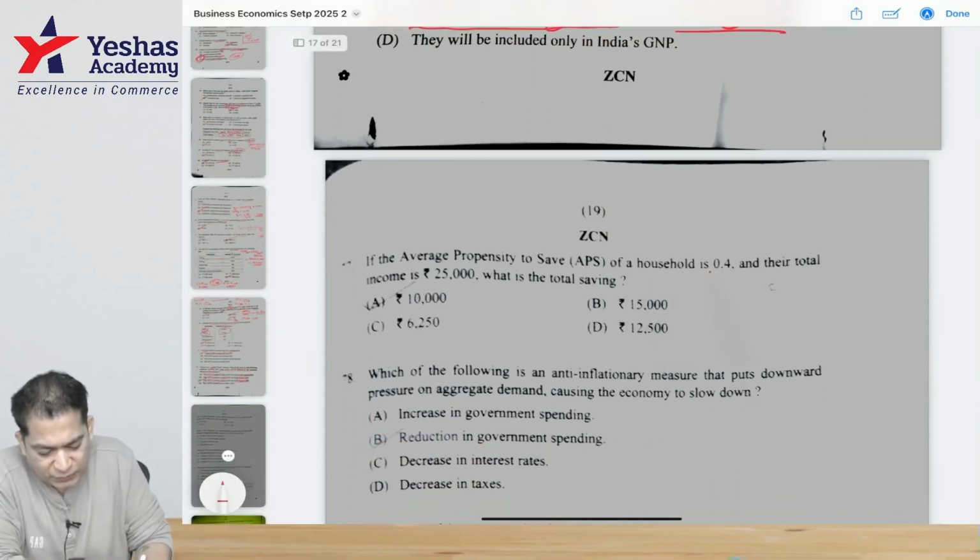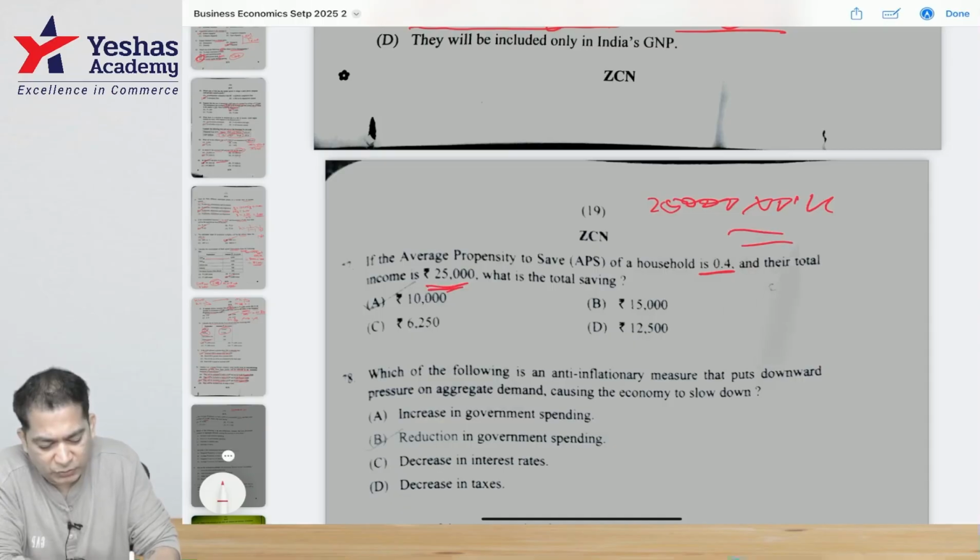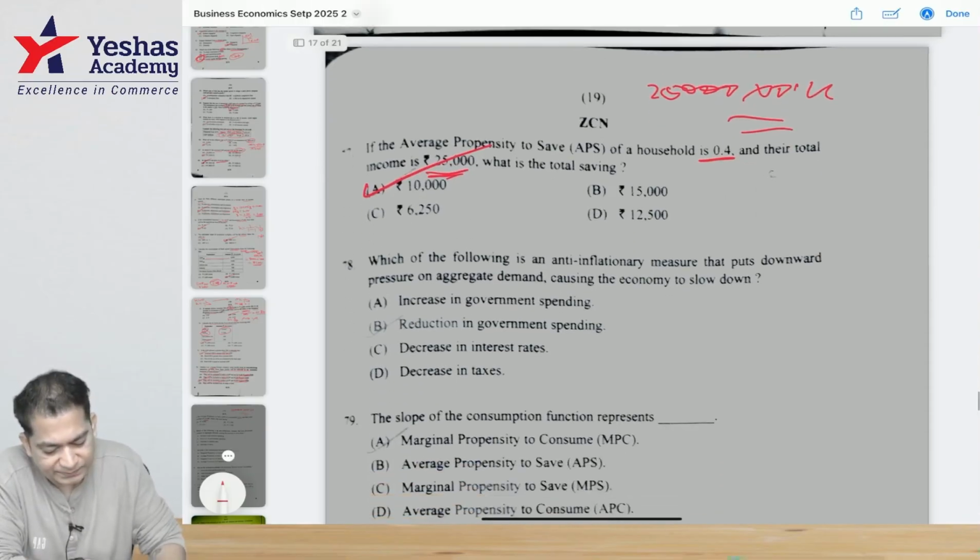If average propensity to save is 40%, 0.4, that is 40%, their income is 25,000. So 25,000 into 0.4. So that will be 10,000 as the answer. Easy.